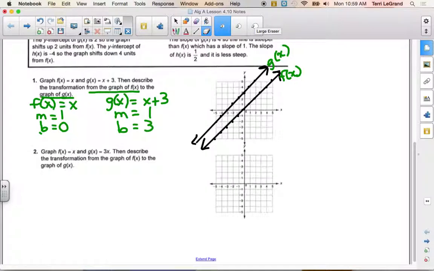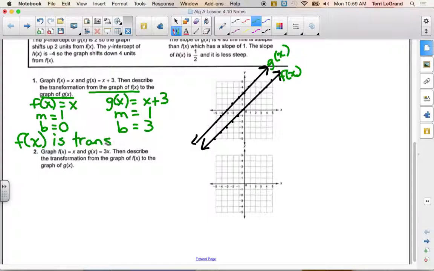I'm going to say f of x is translated up 3 units. That is the transformation that happened. F of x is translated 3 units up. That's how we got to g of x.